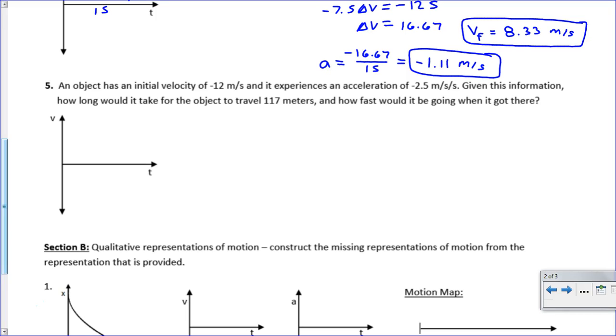So in this one, what we get, it's starting out at negative 12, and it's got a negative acceleration, so it looks like this. Negative 12 is where we've got there. We don't know how long it's moving. So we call this side t, which means this side of the triangle is delta v.